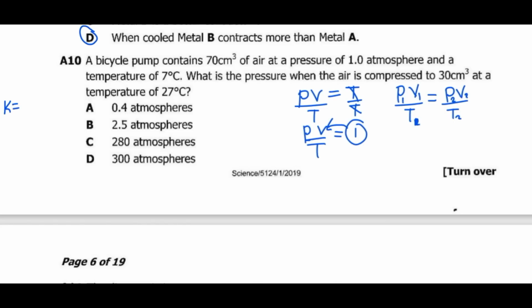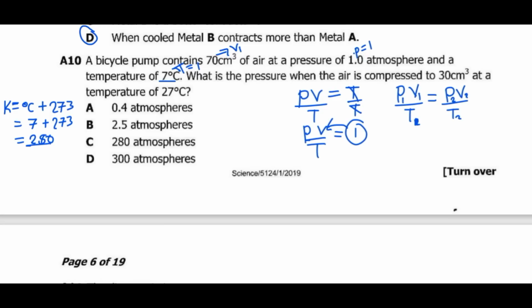So we say temperature in Kelvin is equal to temperature in degrees Celsius plus 273. So the first temperature that we are going to convert is 7 plus 273. This will give us 280. So that is our temperature 1. Remember, the first information refers to 1. So this is our volume 1, then this is our pressure 1, then this is our temperature 1.